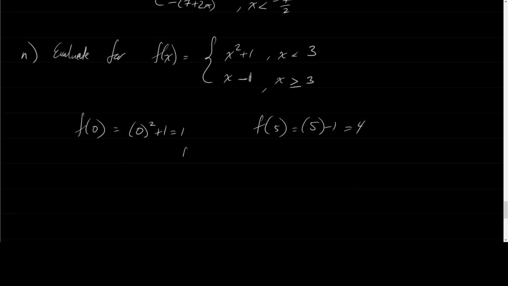And if we said f of 3, well, 3 is part of both of these, right? But if I say, well, is 3 less than 3? No, 3 is not less than 3. Is 3 greater than or equal to 3? Well, yes, because of the or equal to. So it needs to be plugged into this bottom part. So we have 3 minus 1, which is just 2.